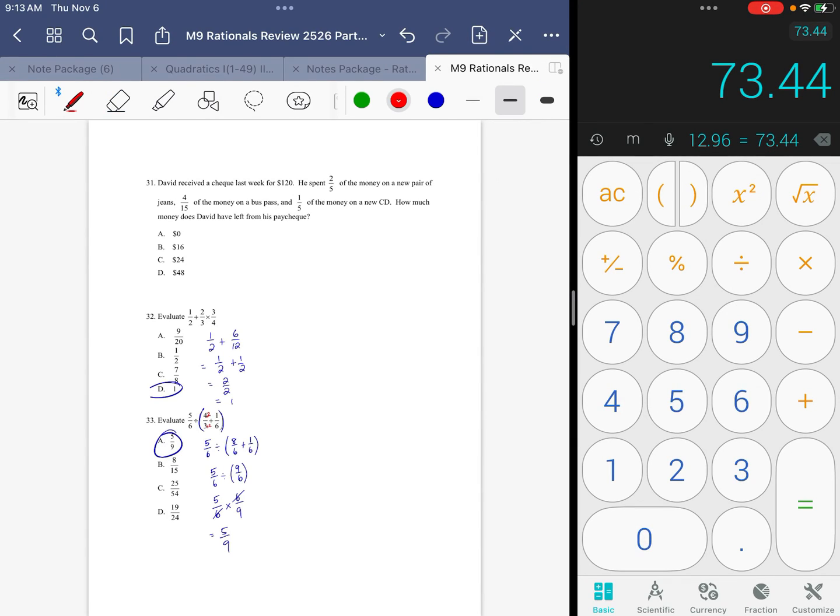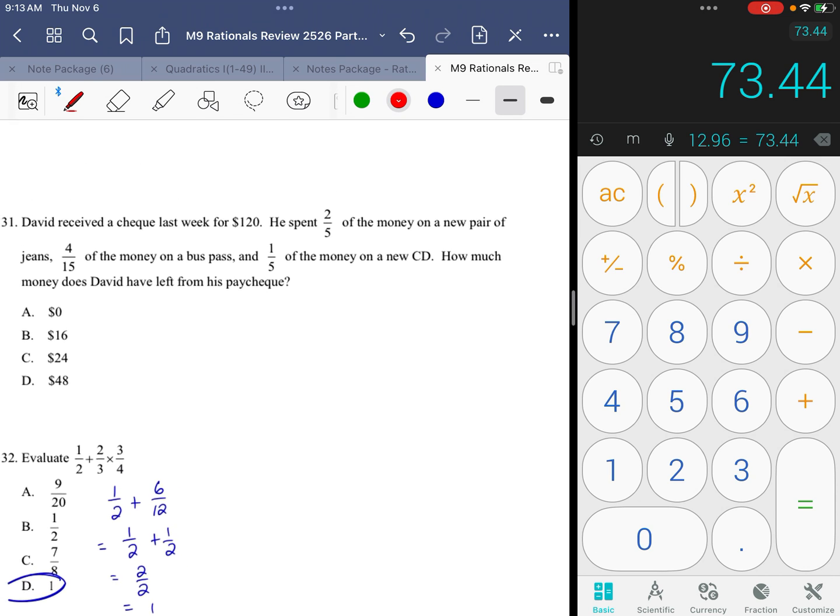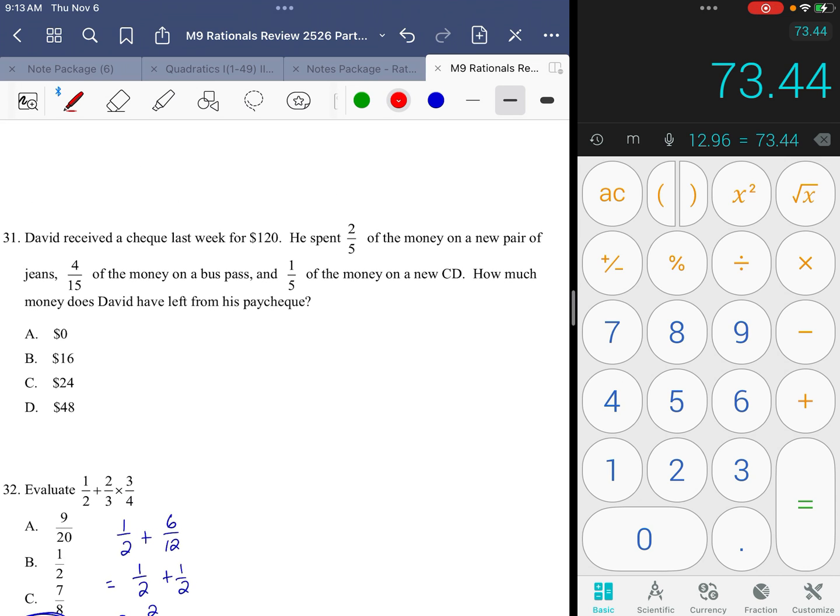All right, folks, here's question 31, numeric response and written response solutions. So this is how I would solve this one. David received a check for $120. He spent 2/5 of it, spent another 4/15, and spent 1/5.